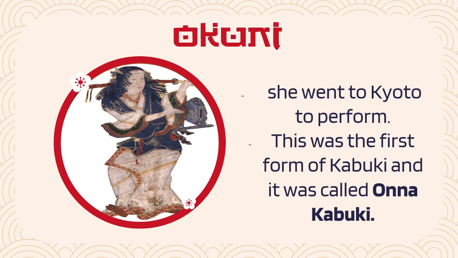When she first went to Kyoto to perform, it was her first form of kabuki and it was called Onna Kabuki. In her first performance, she performed both male and female parts, all by herself, aside from the music accompanying her performance. Onna Kabuki was the first dramatic entertainment of any importance that was designed for the taste of common people in Japan. What was happening at that time is what Okuni showed in her first performance, called Onna Kabuki.